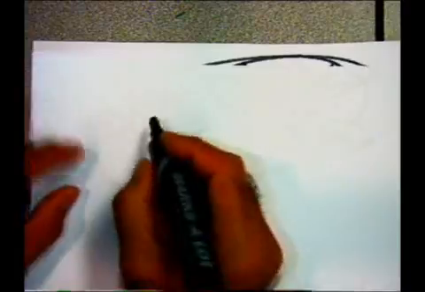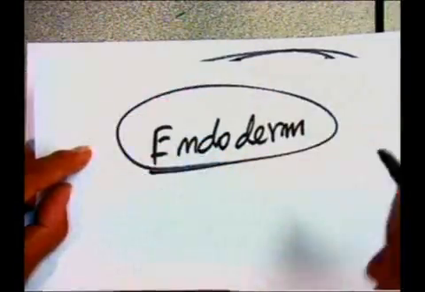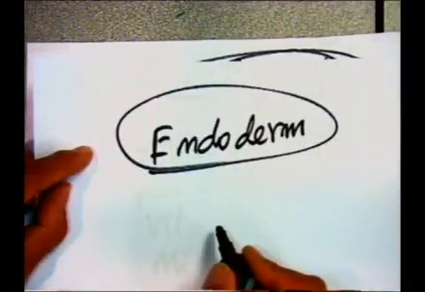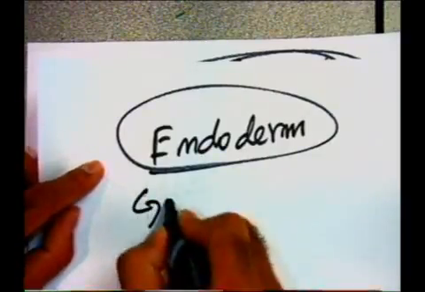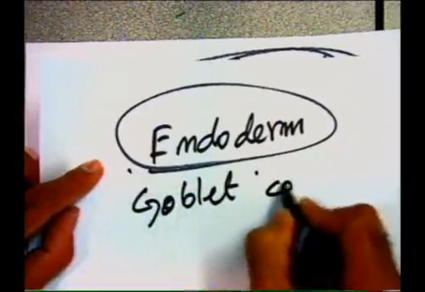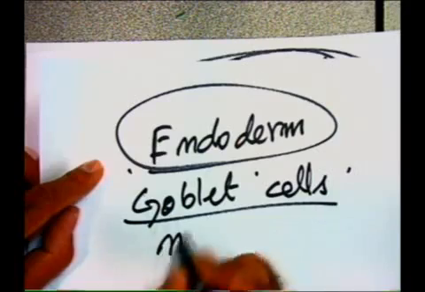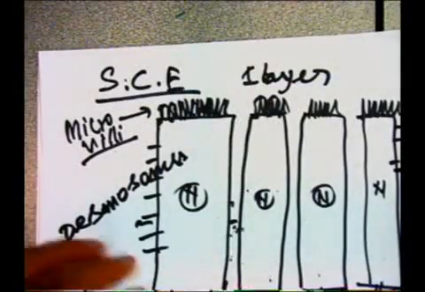Now, the embryonic origin for this particular columnar epithelium is from the endoderm layer. In addition to that, goblet cells are also present, G-O-B-L-E-T, goblet cells, and they secrete mucus. So these are the columnar epithelium.